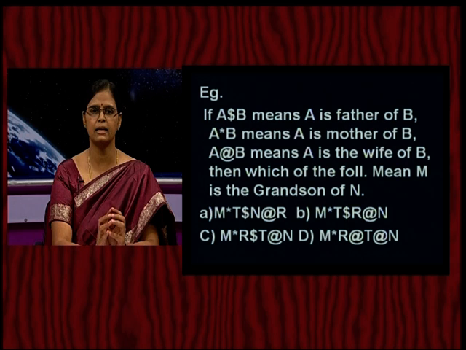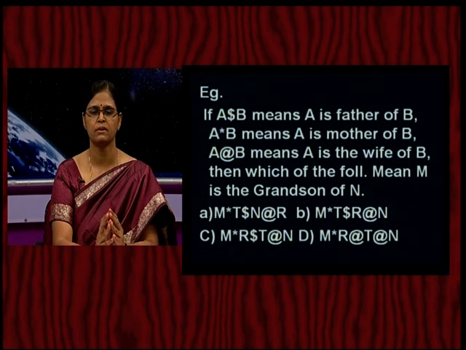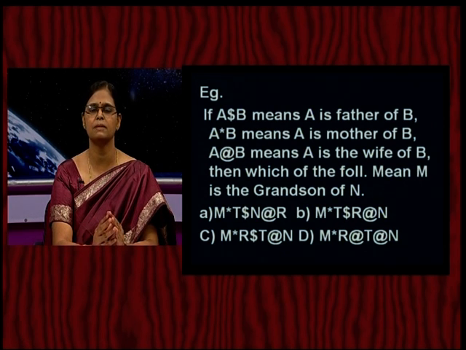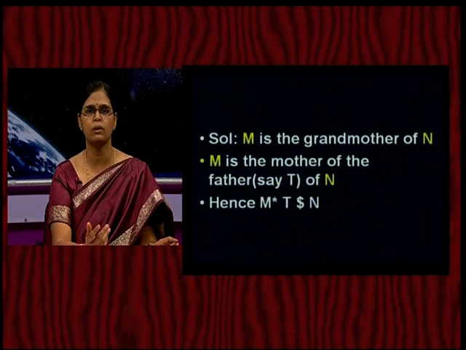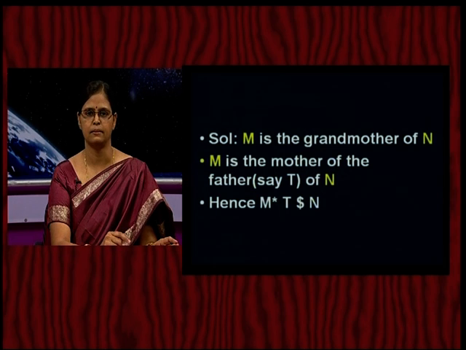To mean that M is the grandson of N, what are the symbols that I should use? So, using this dollar, star, at the rate, how should you go about it? If you want a grandson and grandfather relationship, you will have to write 2 generations. M is the grandson of N, M is the mother of say T, who is the father of N. M has to be mother of some T.